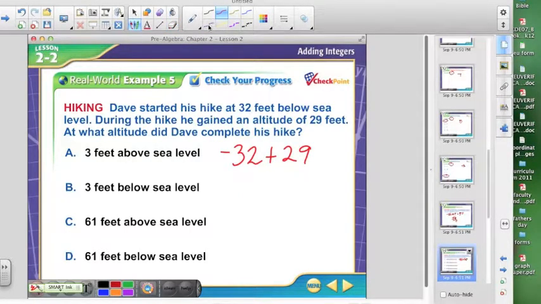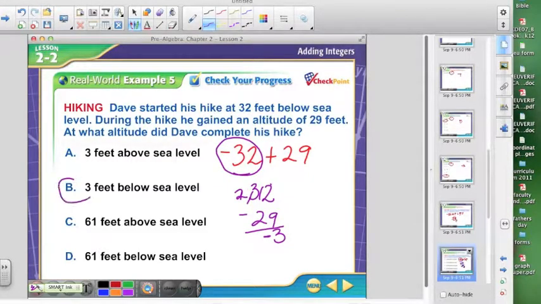All right, so what do I do? I'm adding with unlike signs, so I'm going to subtract 32 minus 29. 12 minus 9 is 3. But I've got to take the sign of the number with the largest absolute value. It's going to be negative 32. So where did he end? At 32, excuse me, not 32. How about 3 feet below sea level? Because it's a negative 3. That means he's below sea level.